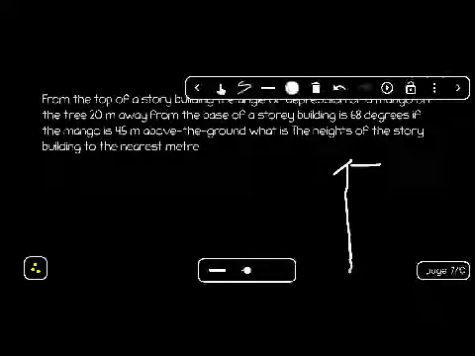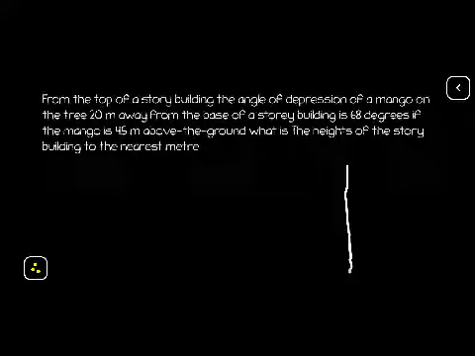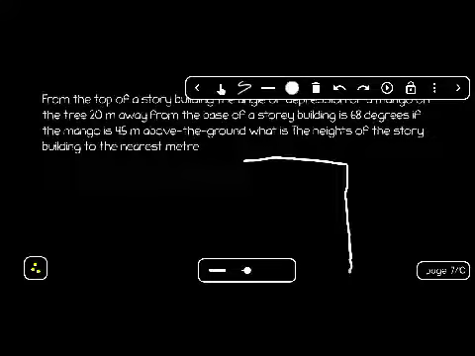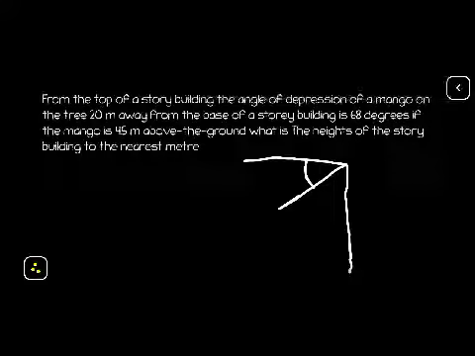So maybe I should remove the way I drew the story building. Let me just make the story building a single line. Since they say angle of depression, we're going to do something like this, and put the angle of depression here. But we don't know where it's going to yet, so we'll just wait.